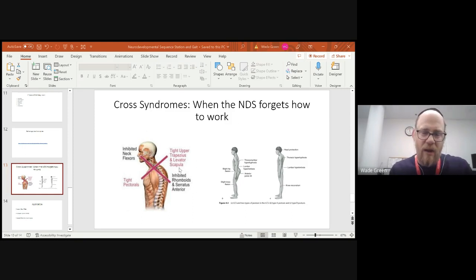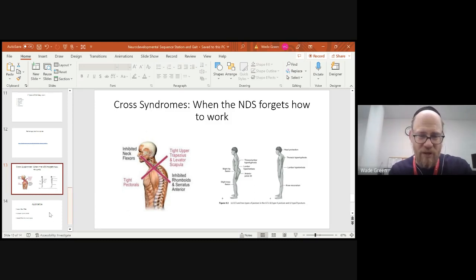And then obviously, if we look over here on the right side, this is an example of a lower cross syndrome, where essentially we have developed really tight hamstrings and hip flexors, and so we have an anterior pelvic tilt. So we essentially have to re-lengthen and stretch these muscles to get a lot of that length back.